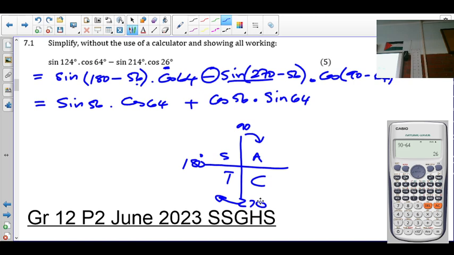Sin cos, sin cos, which expansion is this? The sine compound angle, so it's going to be sin of 56 plus 64. The sign is going to have the same sign.